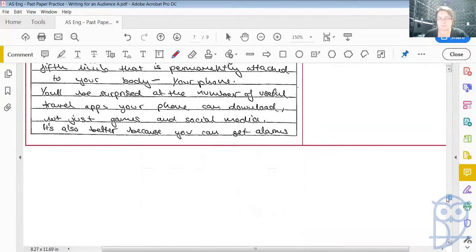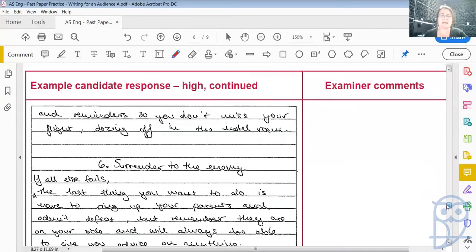you can set alarms and reminders so you don't miss your flight dozing off in the hotel room, okay, or the motel room. So this is another nice practical piece of advice. And once again, speaking to a teenage audience, because many teenagers do enjoy having naps or sleeping, okay? All right, so let's go down to the next part.